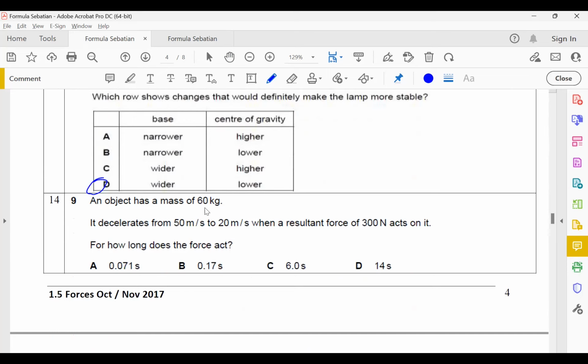Then the final question here, I can see this one here is similar to the one we did just now, right? You have the first information, which is your mass. It decelerates from, so this is your initial and this is your final, right? And then the force of F here.